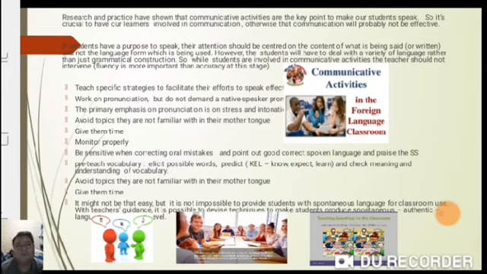Be the monitor properly. Be sensitive in correcting mistakes. Remember that you have to make them know that everyone can make mistakes, and by making mistakes they will learn. Also, give them time. It might be easy, but it is not important to provide students with spontaneous language for classroom use. With teachers' guidance, it is important to devise techniques to make students produce spontaneous, authentic language, and in this case, even among other learners.